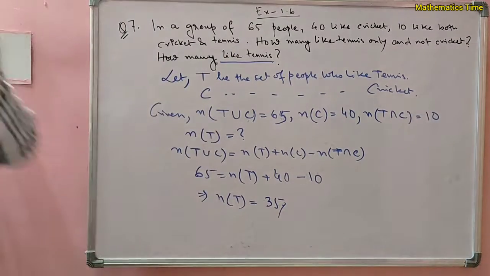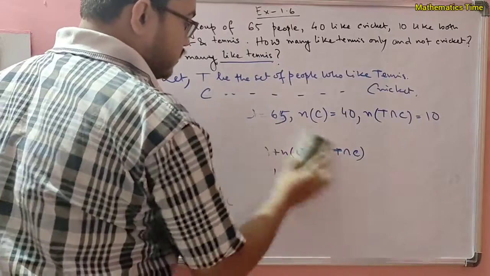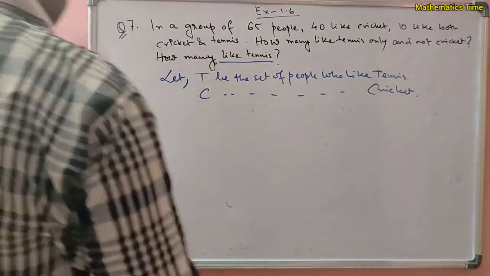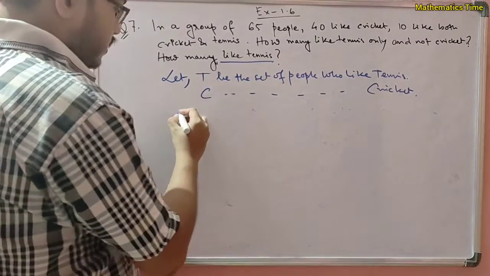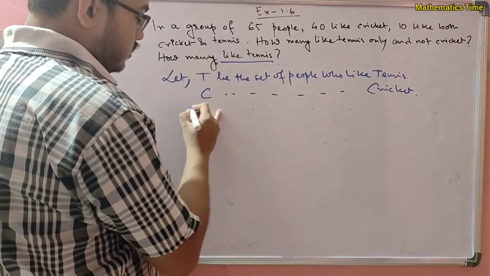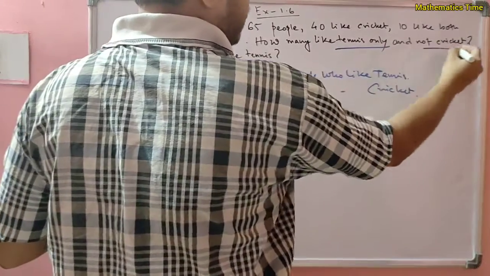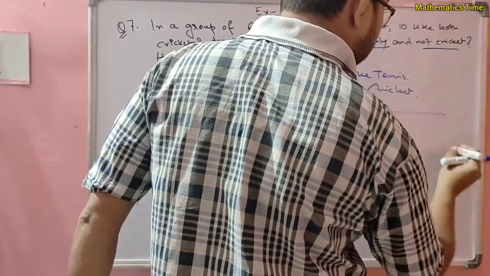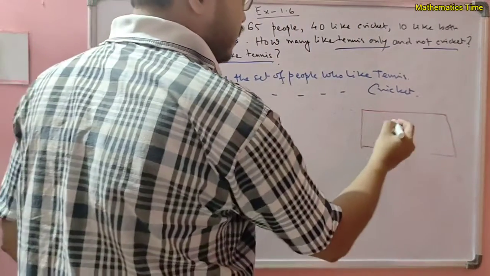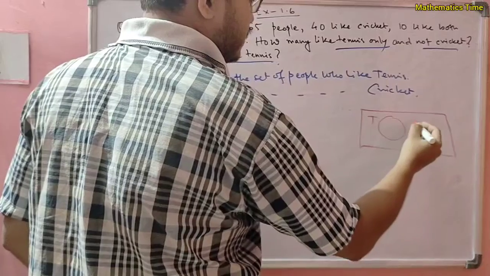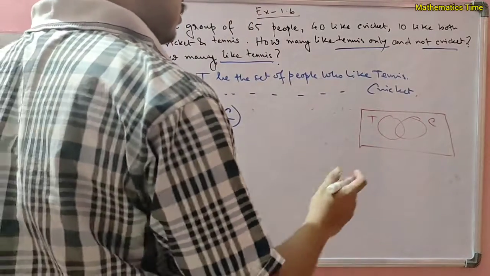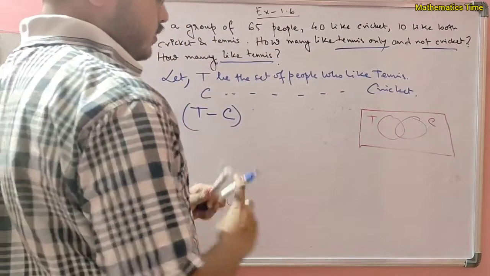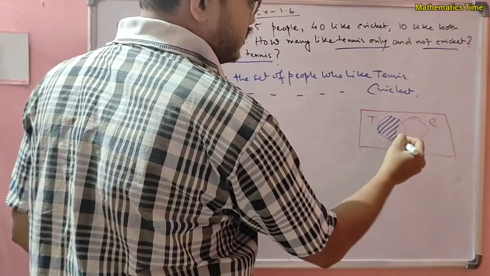So apart from that, we are erasing this. We have to find out how many like tennis only but not cricket. So that will be the set T minus C. Tennis only, not cricket, that will be n of T minus C. If we represent it in a Venn diagram, this is the set T and this is the set C. T minus C will be only this portion. This portion is T minus C.